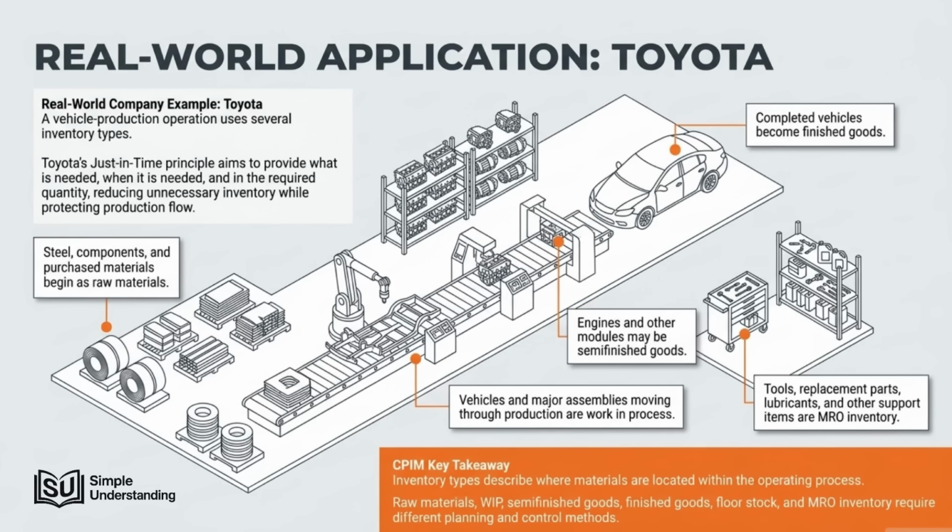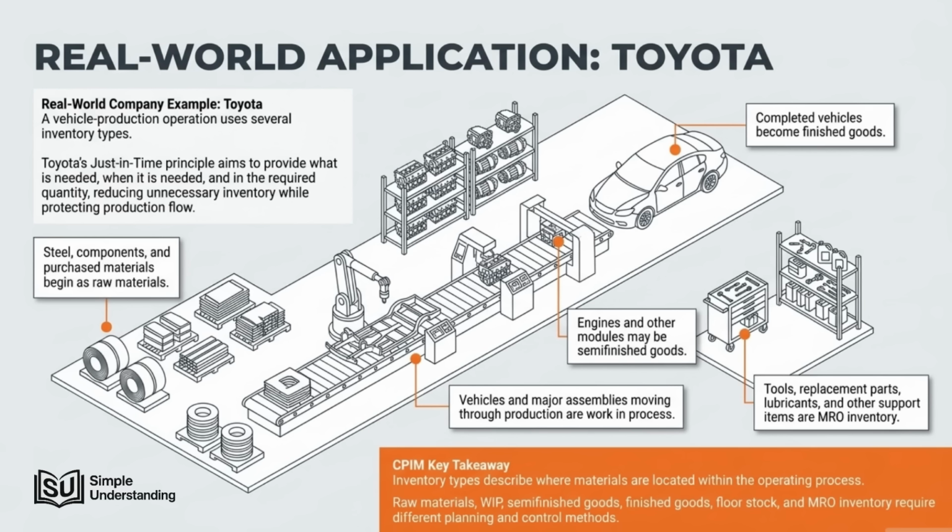Real-world company example: Toyota. A vehicle production operation uses several inventory types. Steel, components, and purchased materials begin as raw materials. Vehicles and major assemblies moving through production are work in process. Engines and other modules may be semi-finished goods. Completed vehicles become finished goods. Tools, replacement parts, lubricants, and other support items are MRO inventory.